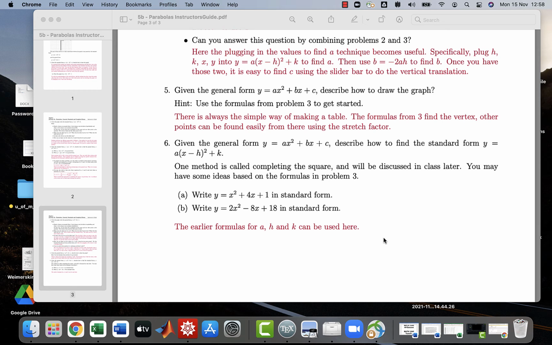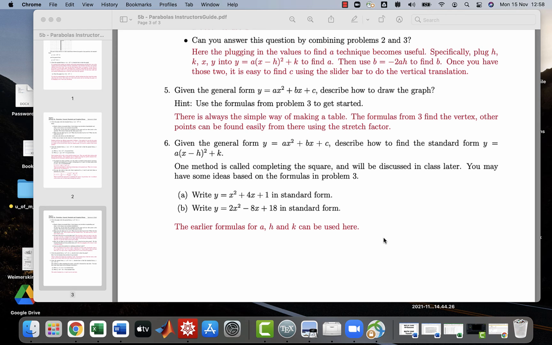Drawing the graph. Question 5 I tend not to assign, and we just come back to it toward the end. They're not going to do anything more sophisticated than just pick an X, find a Y, calculate a bunch of dots, connect the dots. It's really better in question 3 because at least they know where the vertex is so they can get started there. And question 3 leads to question 6.